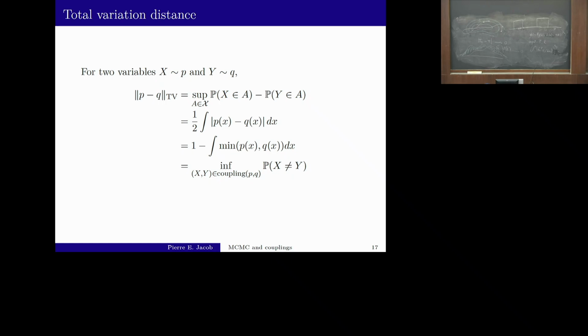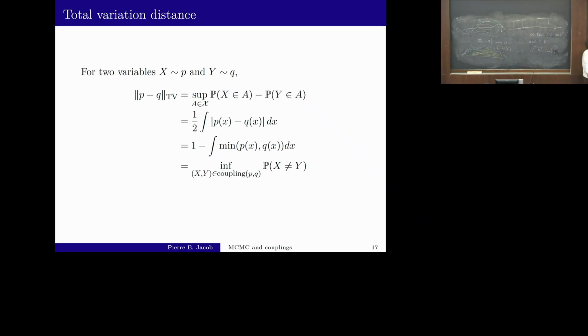If you have densities, you can also rewrite this as that. So you're saying that this is 1 minus the area under both curves, so the pointwise minimum. Because, of course, the distribution integrates to 1, so there's a relationship between the area of the difference and the area under. So you can prove that.